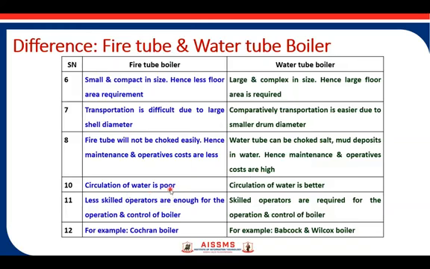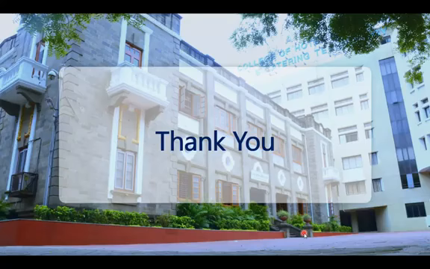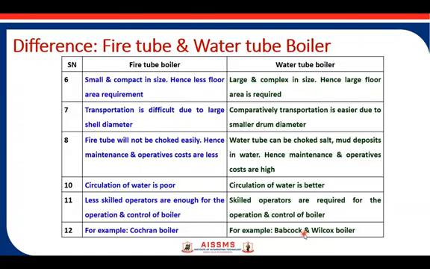Circulation of water inside the fire tube boiler is poor, whereas in water tube boiler it is better compared to fire tube. Less skilled operators are enough for the operation and control of fire tube boiler, whereas we require skilled workers for water tube boilers. An example of fire tube boiler is the Cochran boiler, whereas an example of water tube boiler is the Babcock and Wilcox boiler. So this is the basic classification and the difference between the fire tube and water tube boiler.